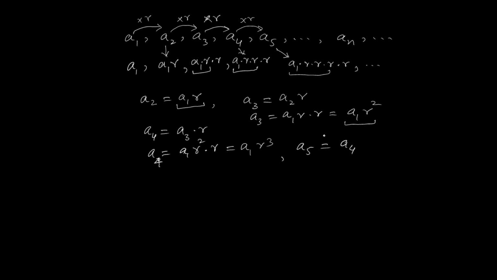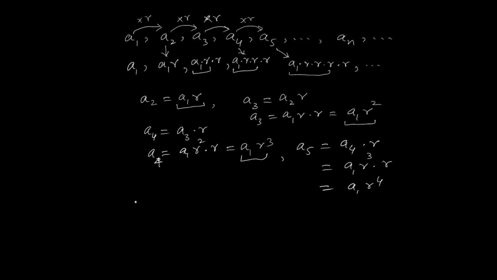a4, there is the fourth term multiplied with r. But what is the fourth term? For the fourth term I have got this thing: a1 r cube multiplied with r. So I am getting a1 r4.